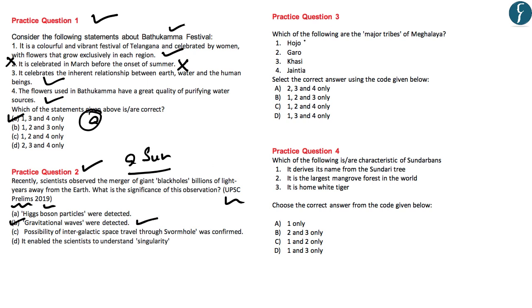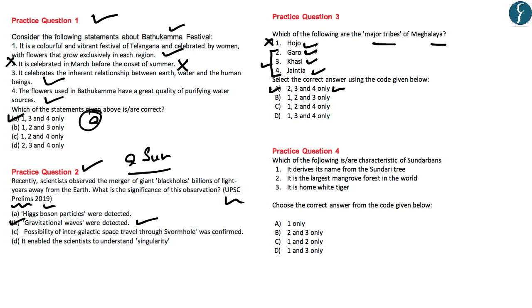Practice question number 3. Which of the following are the major tribes of Meghalaya? Hojo, Garo, Khasi, Jayantia. From our today's discussion, we know that Garo, Khasi, and Jayantia are major tribes, but Hojo is not. So the correct answer for this is option A, that is, 2, 3, and 4 only.